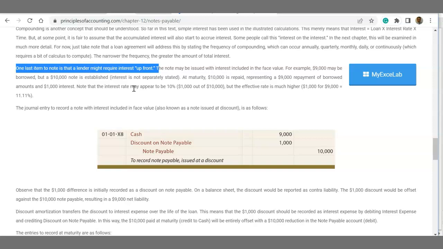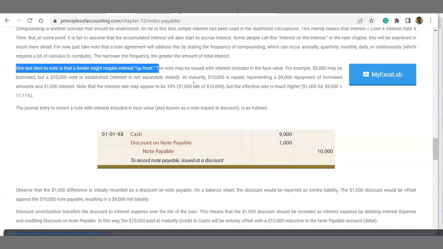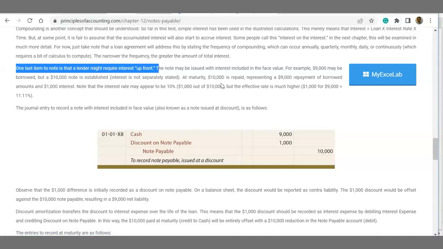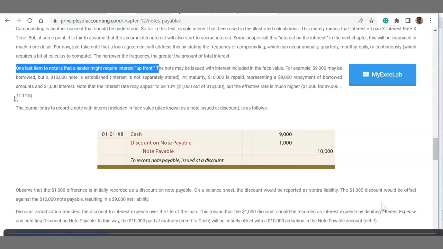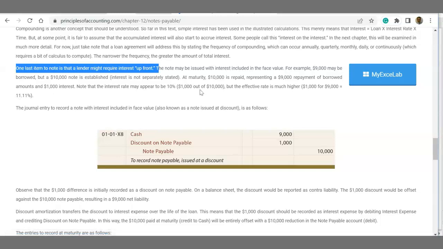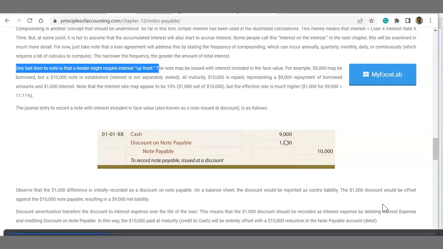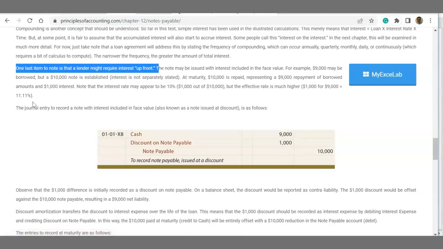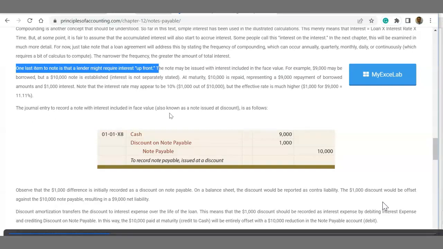Note that the interest rate may appear to be 10%, $1,000 out of $10,000, but the effective rate is much higher, because $1,000 out of $9,000 is 11.11%, not 10%. You might think this is 10% interest, but if you calculate it properly, $1,000 interest for $9,000 borrowing ends up being 11.11%. The journal entry to record a note with interest included in the face value, also known as a note issued at discount, is as follows.